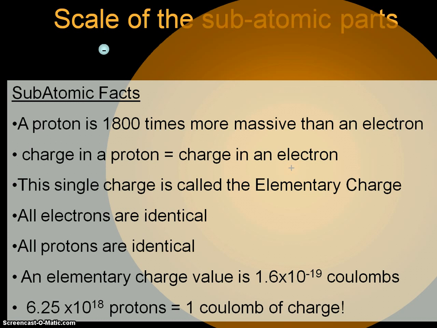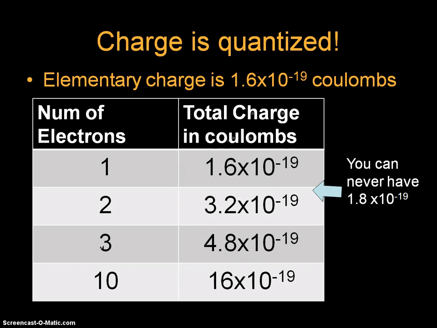And if we were to flip this on its head, take the inverse of that number, another way to say it, I would need this many protons, 6 times 10 to the 18 protons, to get 1 coulomb of charge. So that's a lot of protons. 6 with 18 zeros after it.